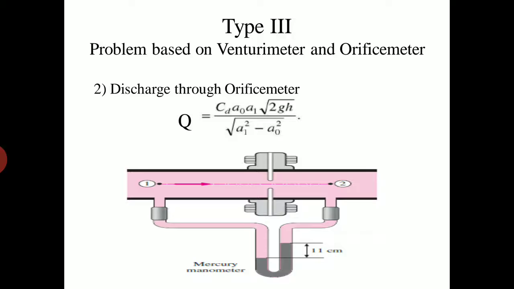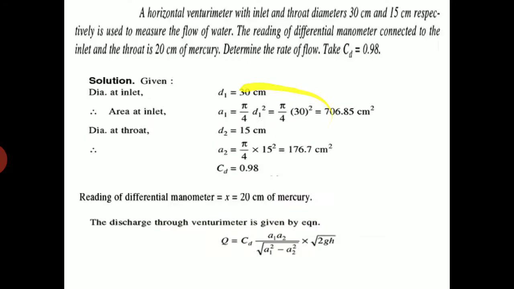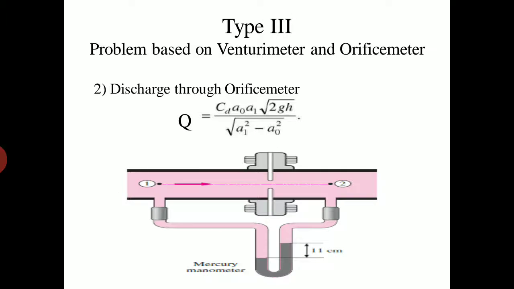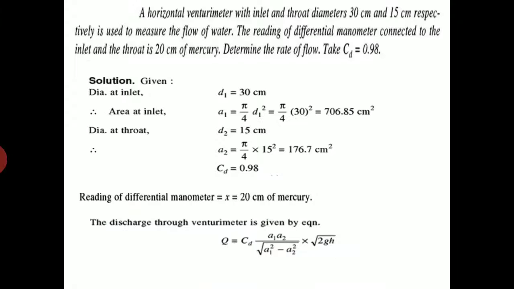Now this second formula is for calculation of discharge through orifice meter. That is Q is equal to CD into A0 A1 into under root 2GH whole divided by under root A1 square minus A0 square, where this X is again substituted in the calculation of H. Now let us start with the numerical.